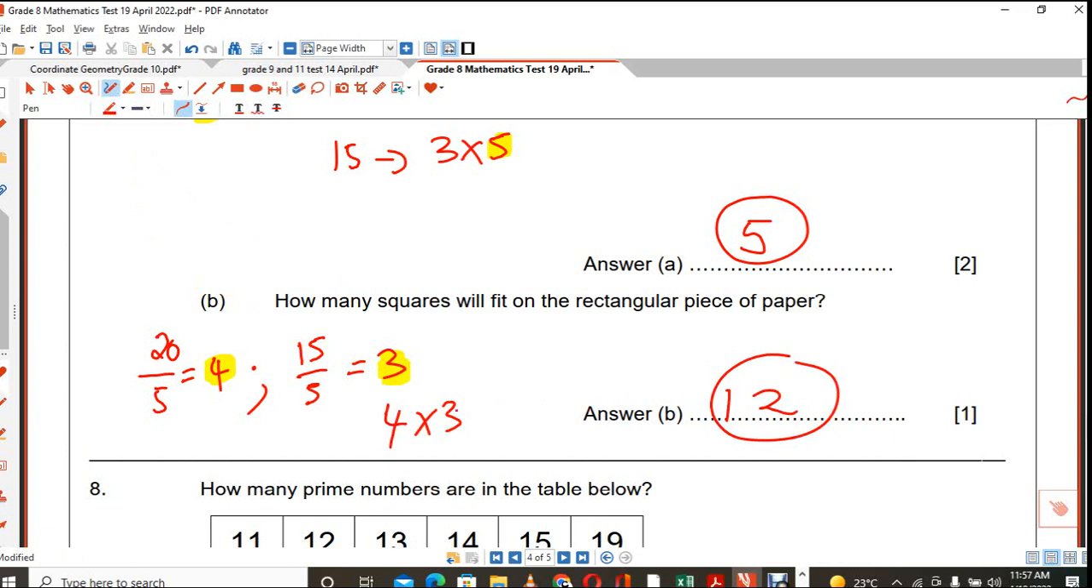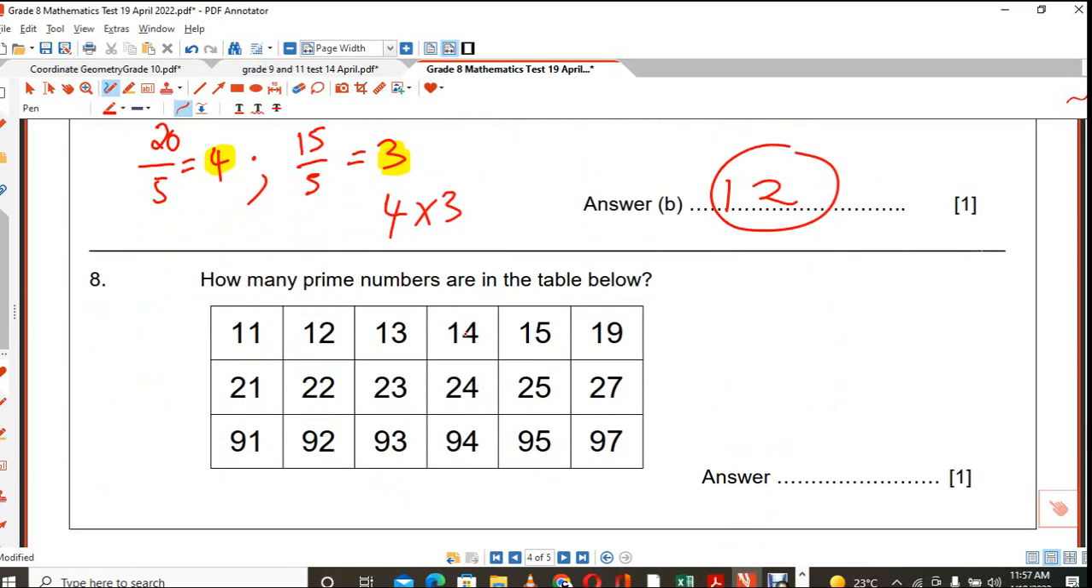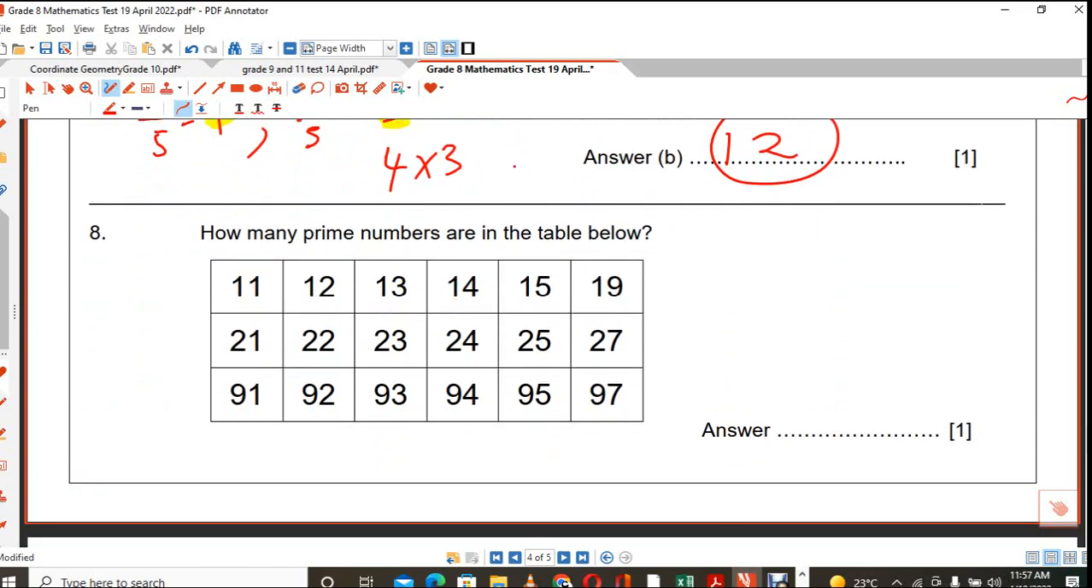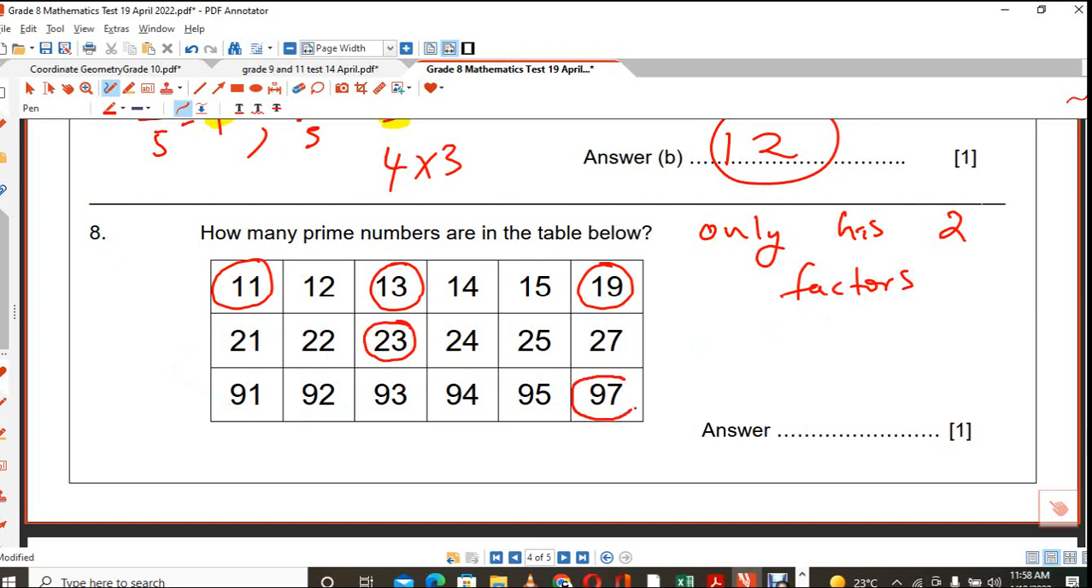I know, you didn't know what to do there, but she got it. But she didn't know 91 is not a prime number. 11 is a prime number. 13 is a prime number. 19 is a prime number. A prime number only has how many factors? 2 factors. Only 2 numbers go into it. Yes? 23 is a prime number. 97 is a prime number.